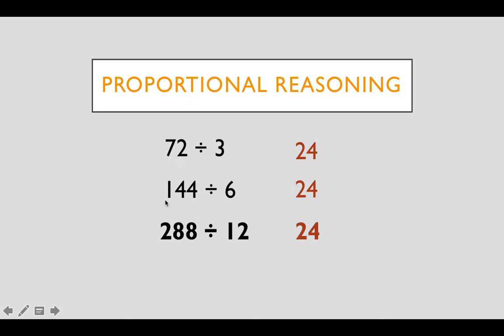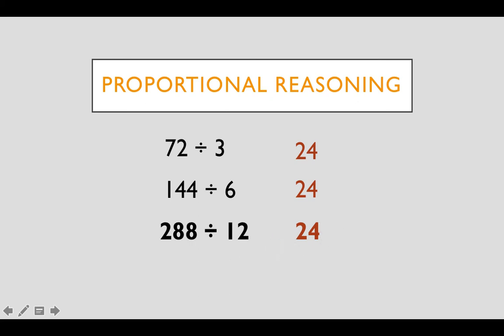So when I doubled the dividend and doubled the divisor, the quotient remains the same. If I double the dividend again and double the divisor again, the quotient remains the same.